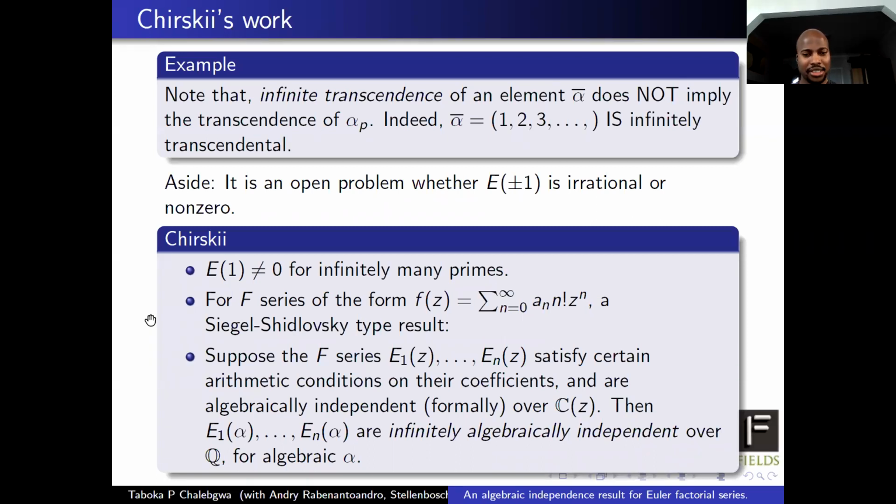then the numbers that you get by plugging in an algebraic number that is not the singularity of the system will be infinitely algebraically independent over Q. So that's a Gaussian-Lofty type theorem for these functions. But of course, with the caveat here being that we have to bear in mind we're talking about the infinite algebraic independence and not just algebraic independence in the conventional way.